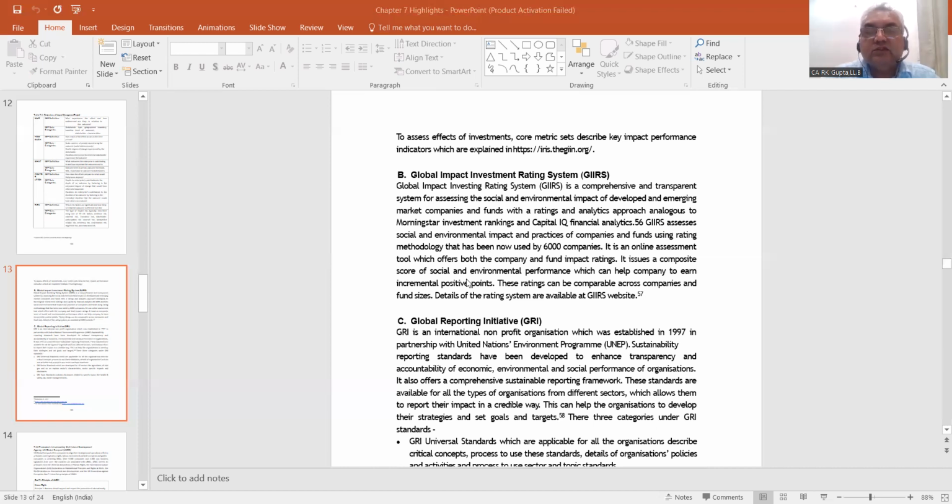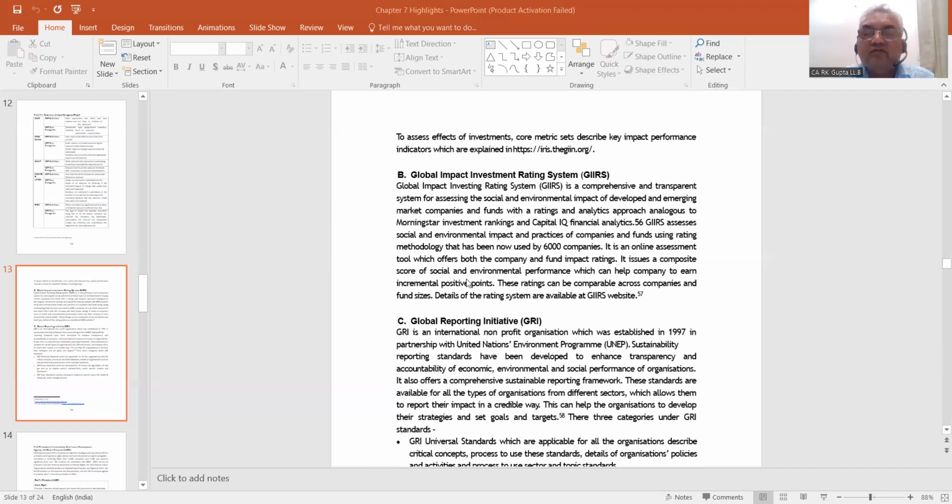So it issues a composite score of social and environmental performance, which can help a company to earn incremental positive points. So these ratings can be comparable across companies and fund sizes. Details of the rating system are available at GIIRS website. So this is a rating system which gives a composite score, and this has been used by more than 6,000 companies. Next is Global Reporting Initiative.